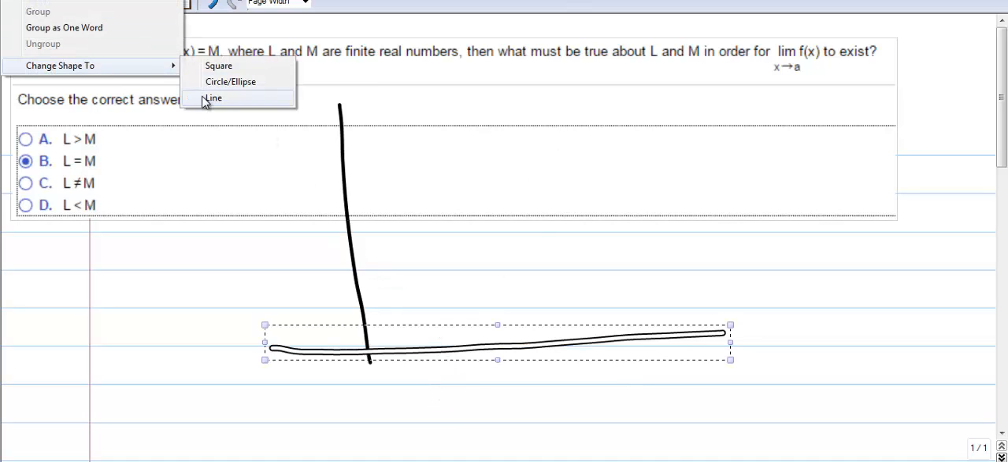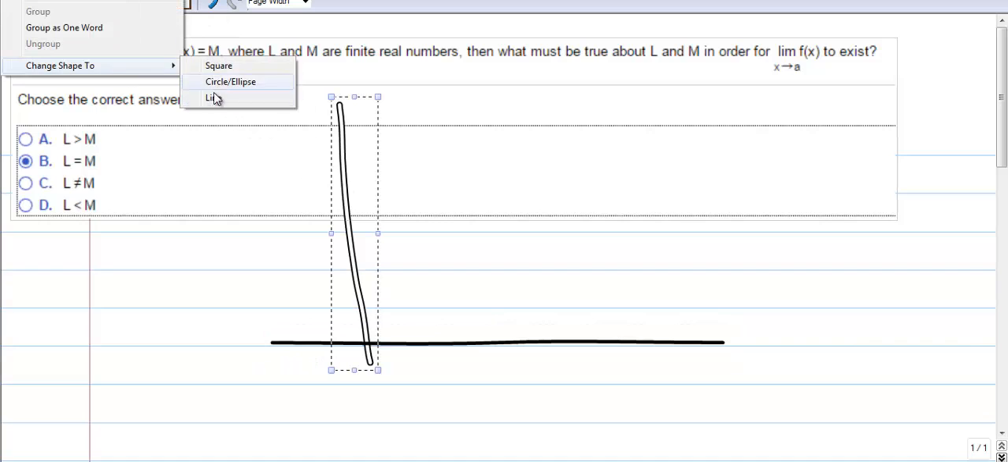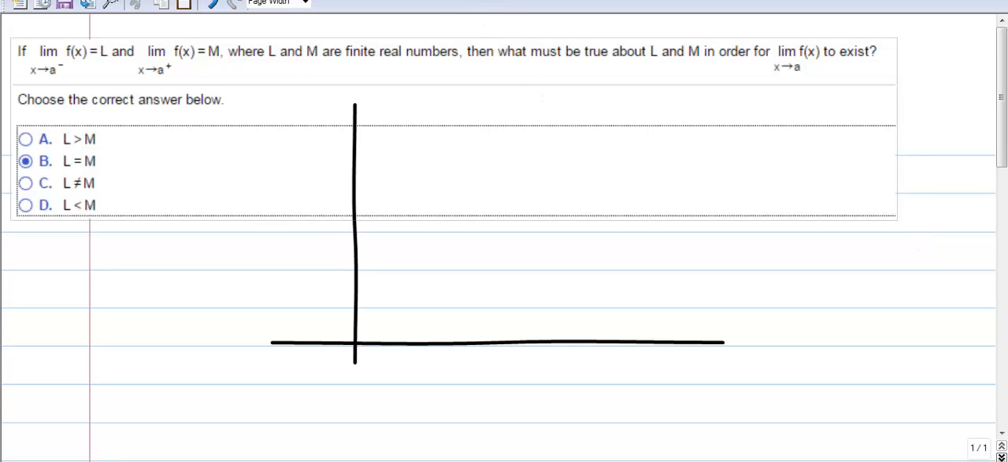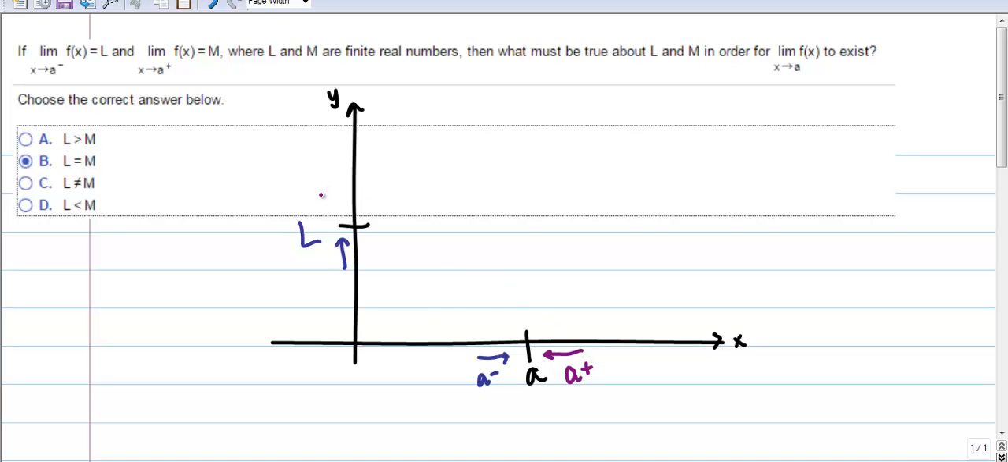But the first one says the limit as x approaches a from the left. So if this is a, and that's on the x-axis, this is on the y-axis. As I'm approaching a from the left, that would look like this. That's saying that the function's value, whatever it may be, is approaching L. Then as I'm approaching a from the right, the function's value must be approaching m. So what this tells me is that L and m must be equal.